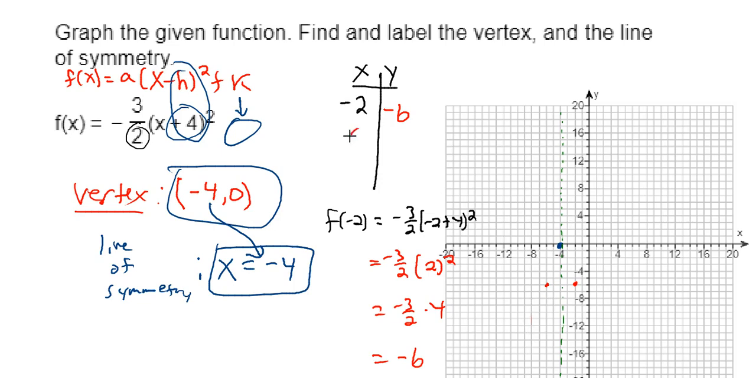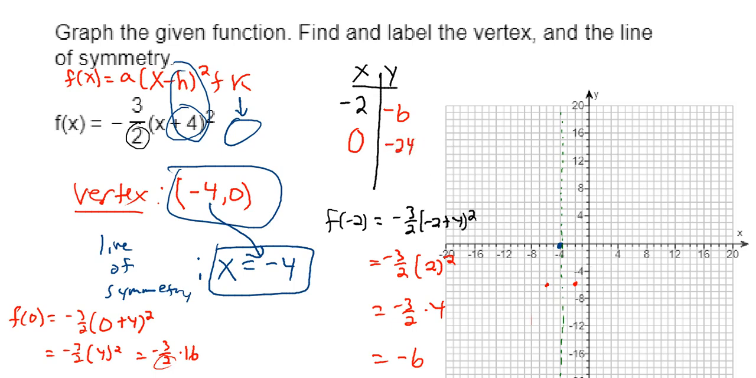So I'll choose another even number. I'll pick 0. 0 is really considered an even number. And plug that in here. So I need a little more room, so I guess I'll do it over here. Plug in 0, so we get -3/2 times 0 plus 4 squared. It's going to be -3/2 times 4 squared, which will be -3/2 times 16. 16 divided by 2 gives me 8. 8 times -3 gives me -24, which actually doesn't really help me here, does it?